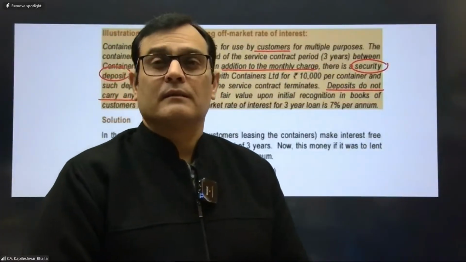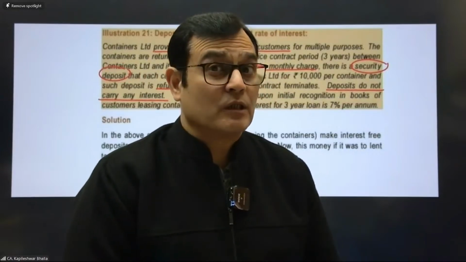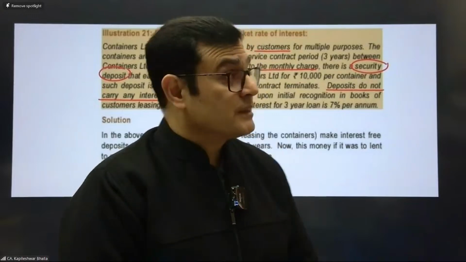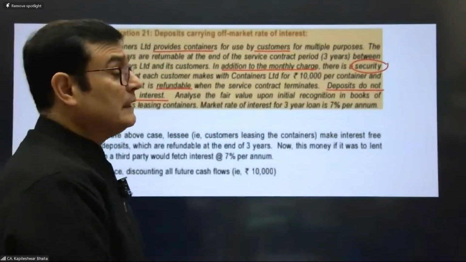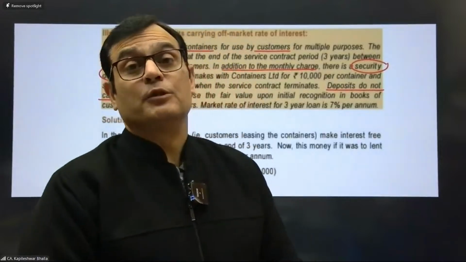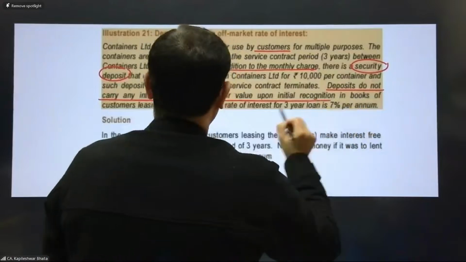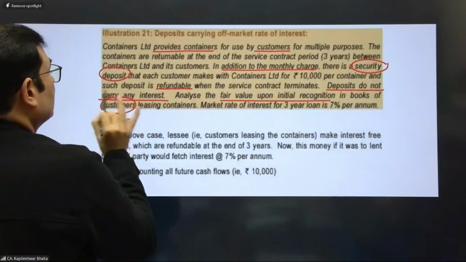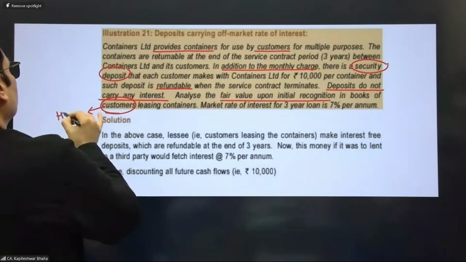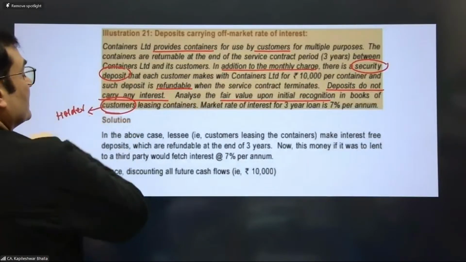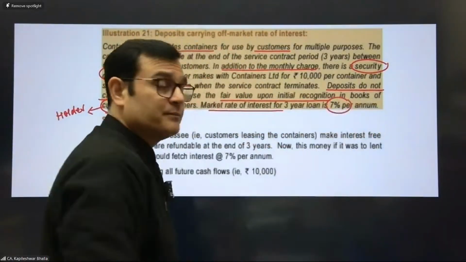If you're giving a deposit, there should be a market rate, and in this case, the contracted rate is 0, which means it's an off-market transaction. So step number 1, the moment you see that the deposits are not going to carry any interest, it is an off-market transaction, and then you go to the step number 2 and so on. Analyze the fair value upon the initial recognition in the books of customers leasing the containers. We're looking at the accounting from the holder's point of view, who is giving a deposit, not from the issuer point of view, and the market rate of interest is 7%.